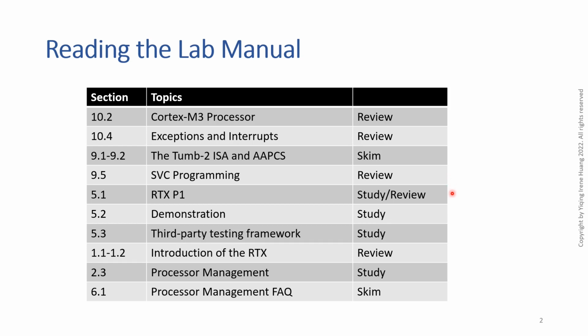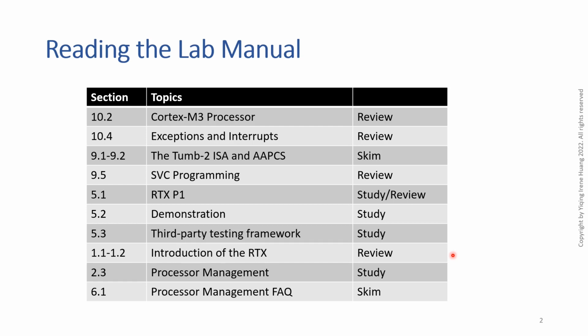And the 5.1 section is the requirement of P1, so you want to go through that. And 5.2 is the demonstration procedure, and you also want to go through that in detail. And 5.3 is the testing framework. You want to take a closer look at it so that you know which files you can modify and which files you cannot modify. And sections 1.1 to 1.2 are an overview of the RTOS project.